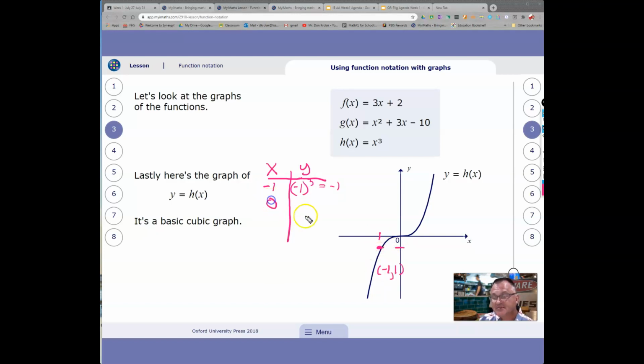Okay, if x is 0, then 0 cubed is 0, so 0, 0 is on the graph. If x is 1, 1 cubed is 1, so the point 1, 1 is on the graph. And then that gives you a rough idea of what it looks like. Okay, you could do more points if you wanted to be more accurate too, etc.